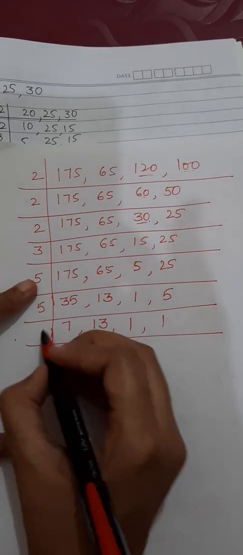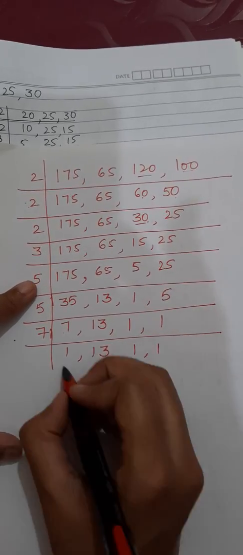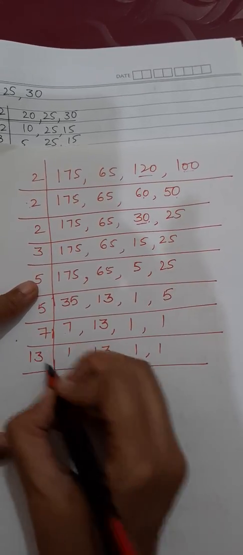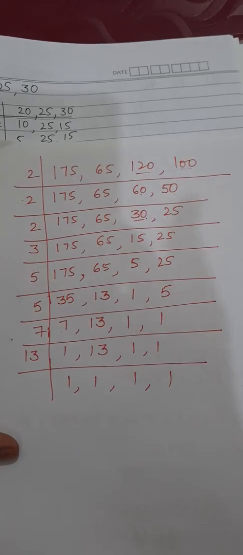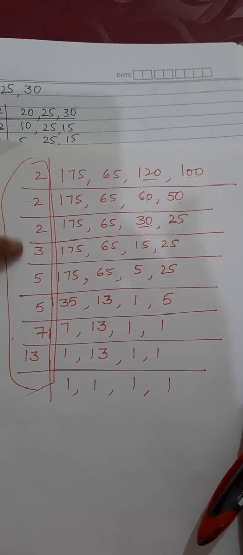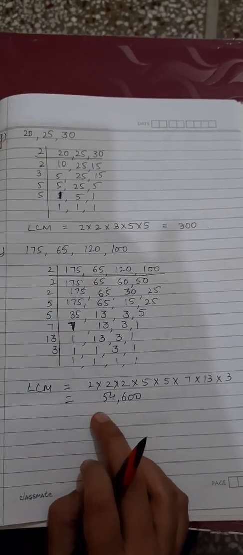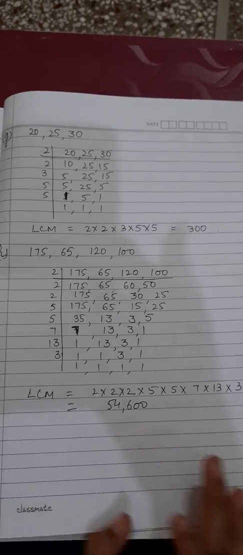Now these two are the prime numbers. On the table of 7 only 7 will go. 7, 13, 1, 1. And here 13, 1, 1, 1 and 1. So when you find the product of these numbers, you find the LCM. And the LCM of this is going to be 54600.